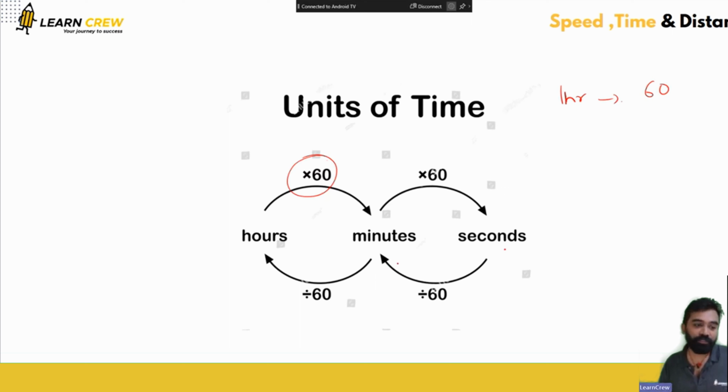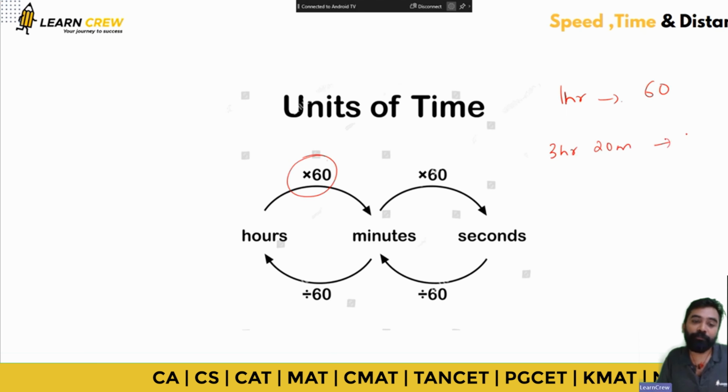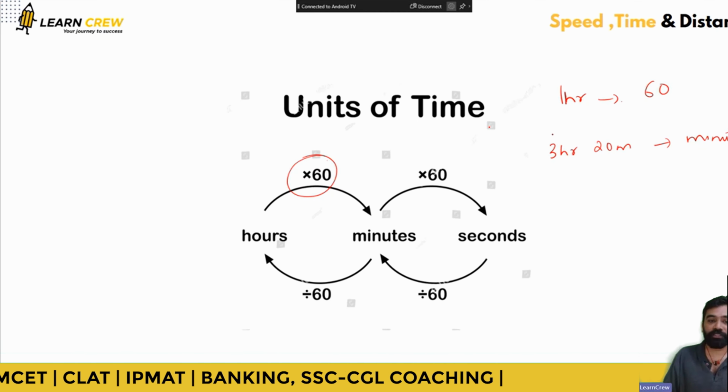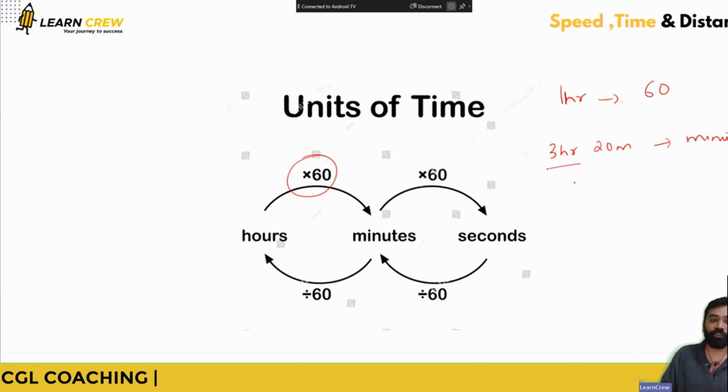So you should remember this so that it becomes easier. If I give a question like this: how much is 3 hours 20 minutes in minutes? This is going to be 60 into 3 plus 20. That is going to be 200 minutes.